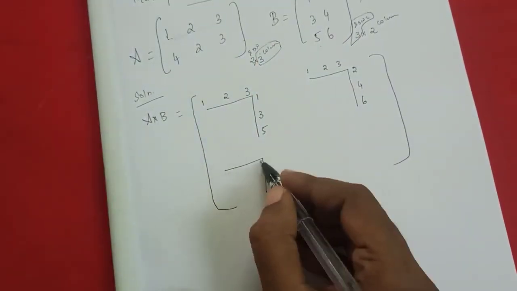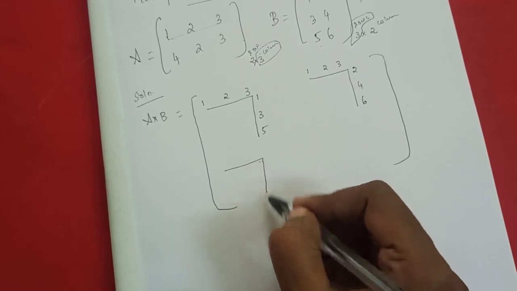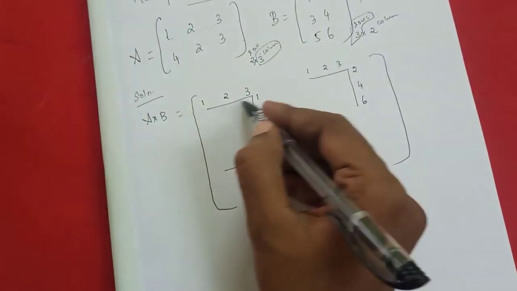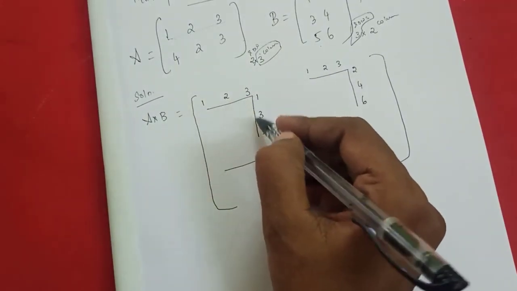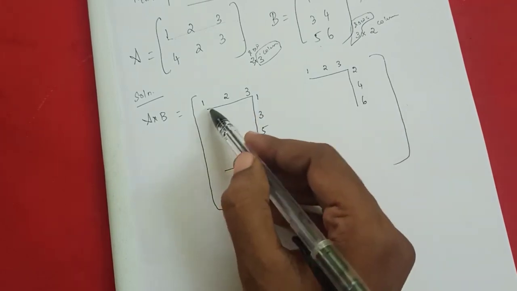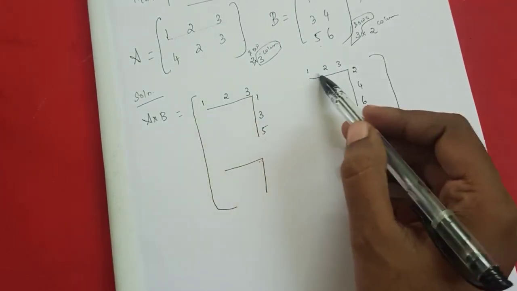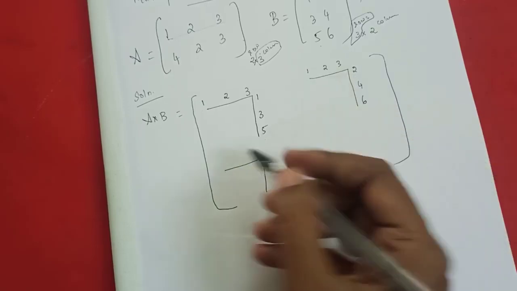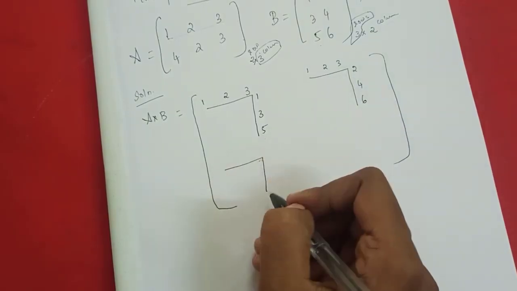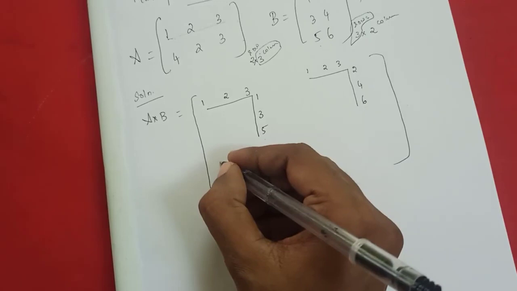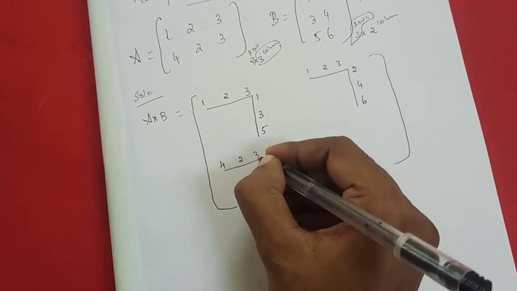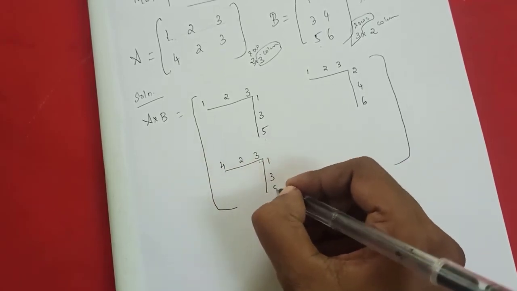This line denotes row. This line denotes column. Keep it in mind. So first row first column, first row second column. Then what you need to do? Second row first column, second row second column. You will get some more confusion today. If you do more problems, then only it will become very easy.